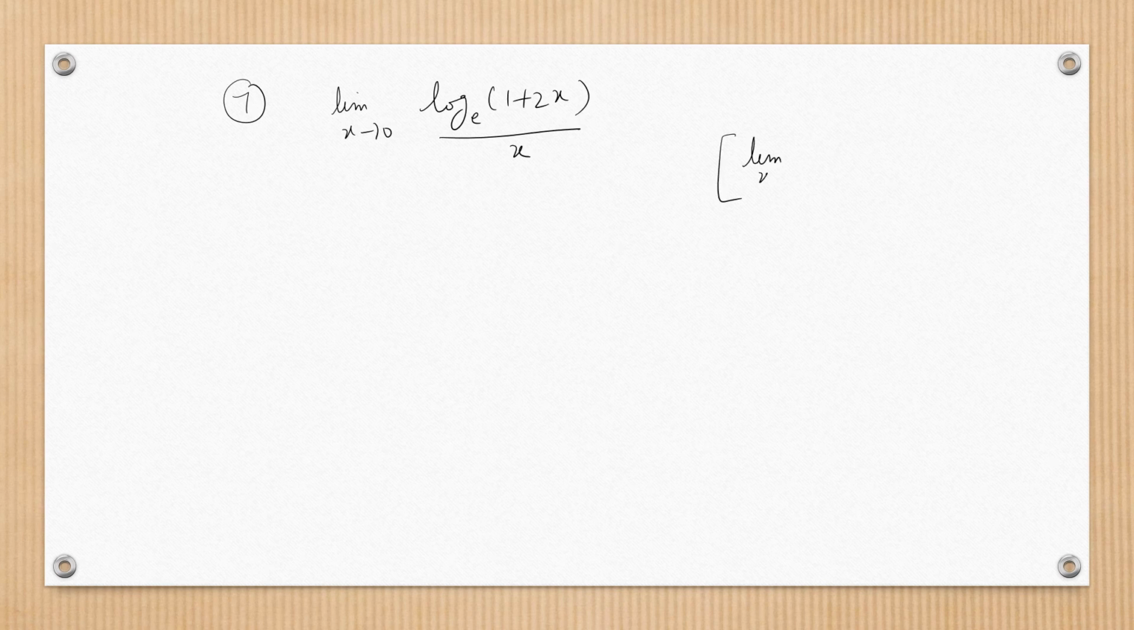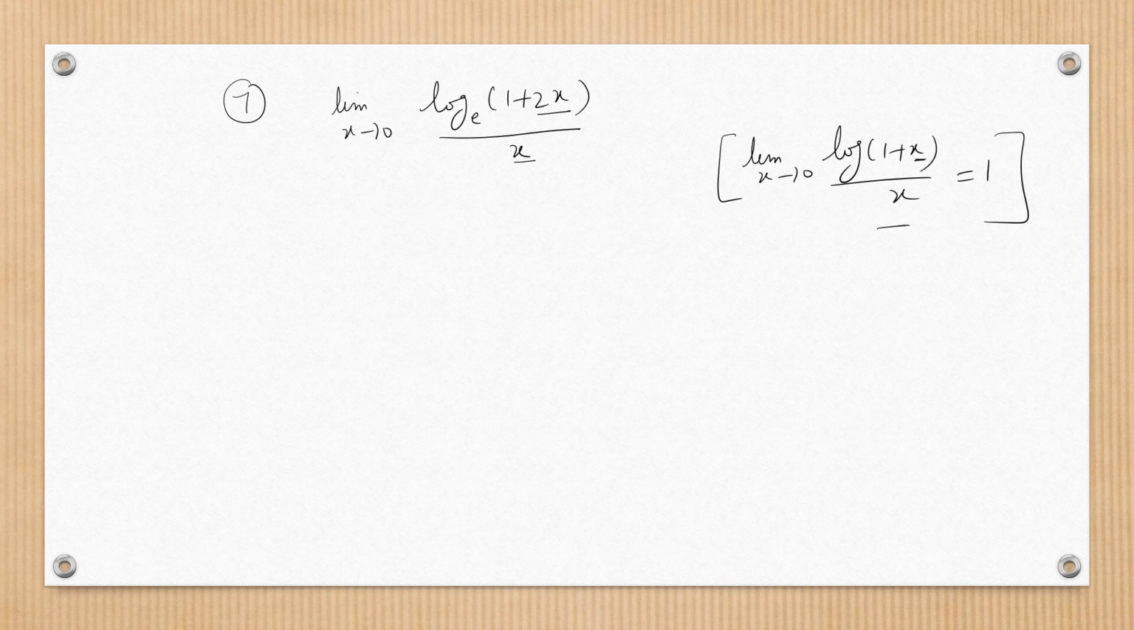See the use of another formula, that is limit x approaches to 0 log 1 plus x upon x, and the next question, number 7, is based upon use of this formula, and the question is limit x approaches to 0 log to the base e of 1 plus 2x upon x. Okay, so clearly it is visible, the formula which we are talking about is limit x approaches to 0 log of 1 plus x upon x is 1.